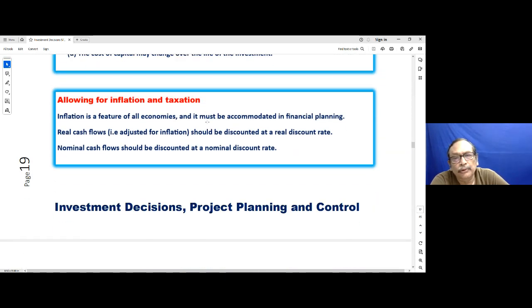Now, I am going to talk about inflation and taxation, that is, allowing for inflation and taxation. Inflation is a feature of all economies, as you know, and it must be accommodated in financial planning. Real cash flows, that is, adjusted for inflation, should be discounted at a real discount rate. Nominal cash flows should be discounted at a nominal discount rate. So mind this: real cash flows adjusted for inflation should be discounted at a real discount rate, and nominal cash flows should be discounted at a nominal discount rate.